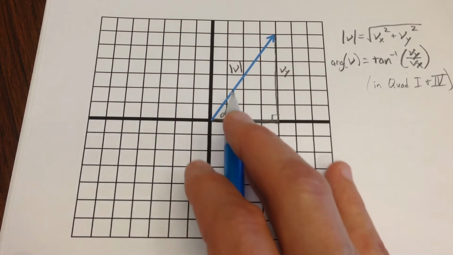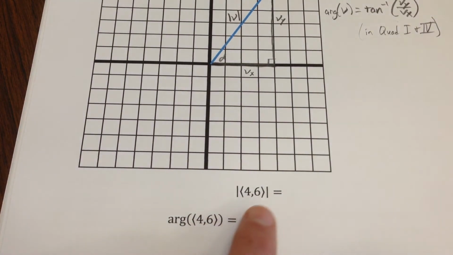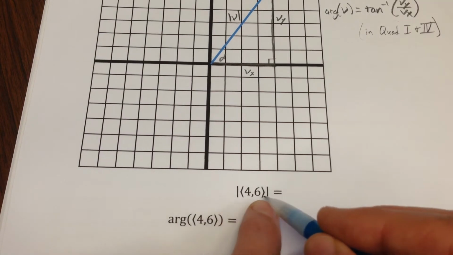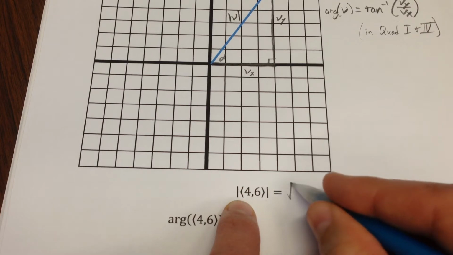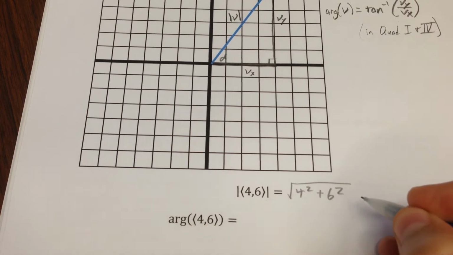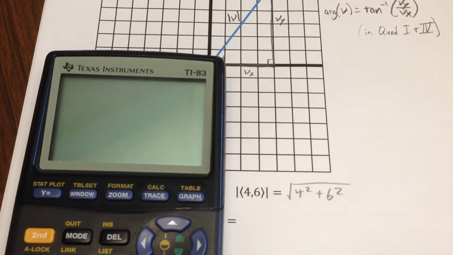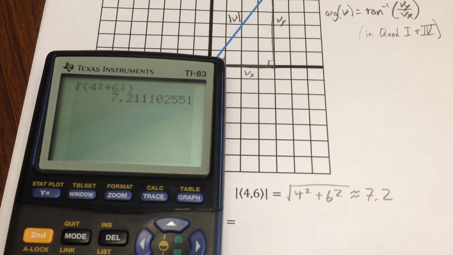Notice in this particular problem, v moves us right 4 and up 6. You could actually write that. That's the component form, and so the absolute value or the magnitude of that would be the square root of 4 squared plus 6 squared. And if you punch that in, square root of 4 squared plus 6 squared is going to give you something that is approximately 7.2. Okay?